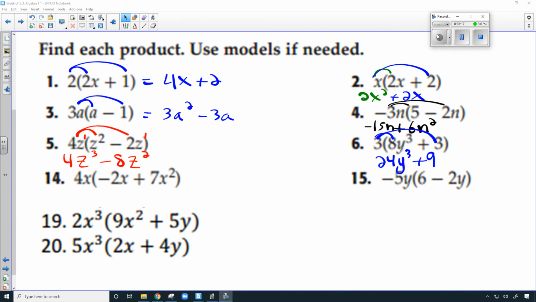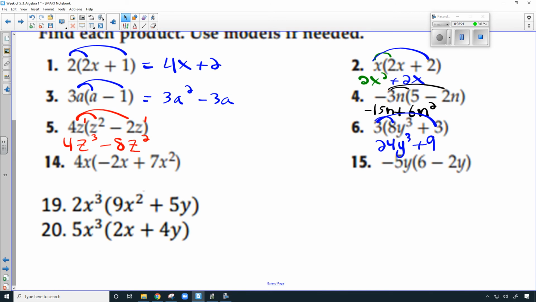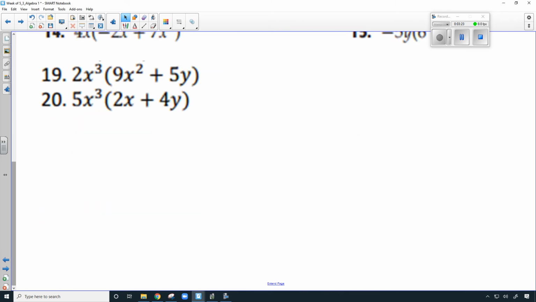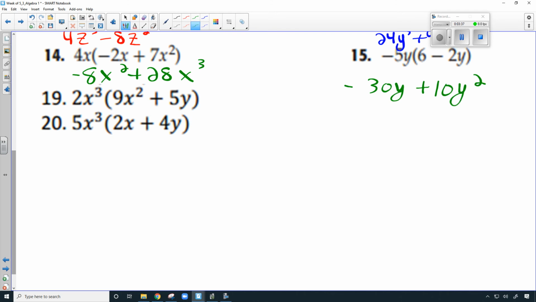Okay, so look at the answers that you just did on the video, and I want you to see if you got these answers. Here are the correct answers. The answer to number 14 is negative 8x squared plus 28x to the third. This is negative 30y plus 10y squared. Those are the answers we're looking for on 14 and 15. How did it go? Good, I'm hoping.